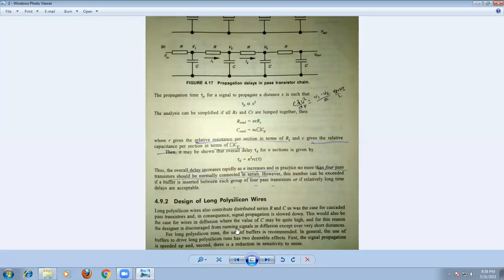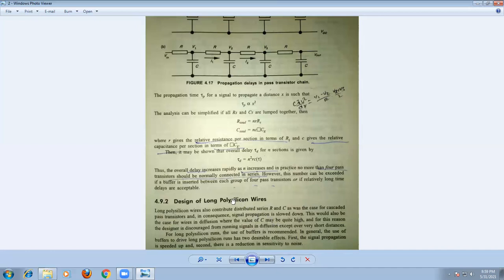So whenever the distance is very short, you can use the diffusion layers to propagate the signal. But whenever the distance is large, we are not going to use the diffusion layers to propagate the signal. Because of high resistance values, either resistance or capacitance will increase, so the delay will increase. That's why we cannot use the diffusion compared to the polysilicon. We can use the polysilicon compared to the diffusion layer.